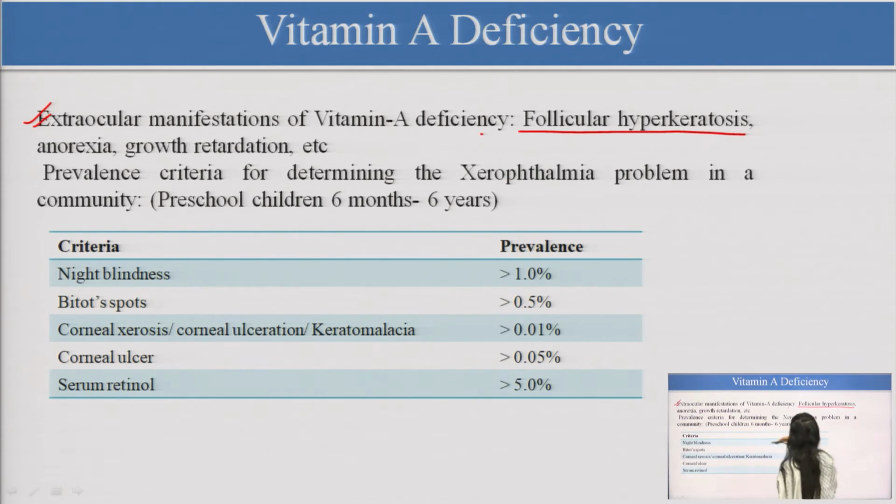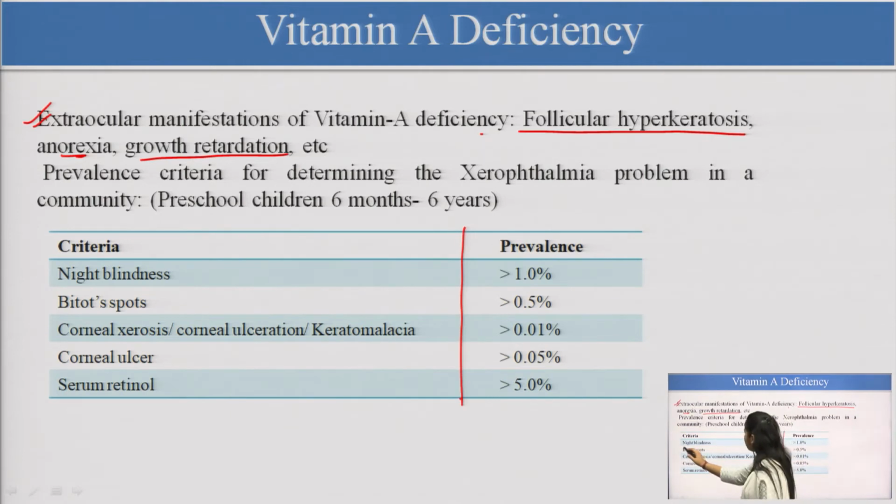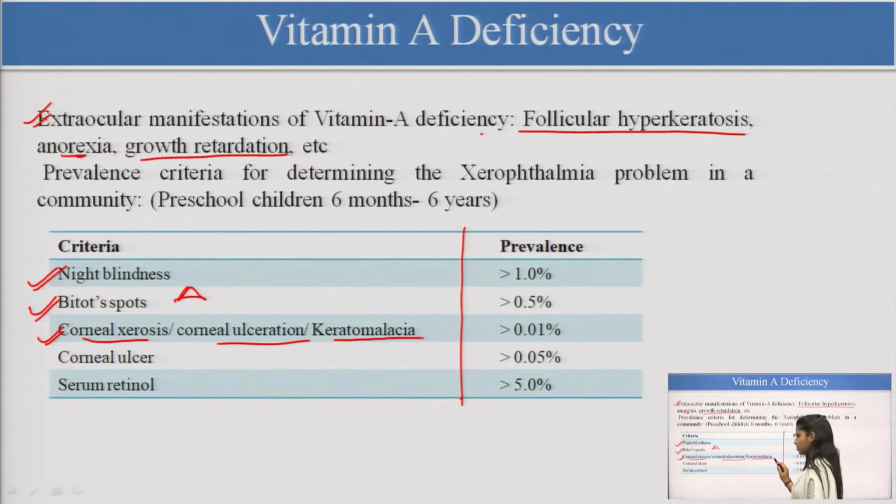Okay, apart from the eyes, what are the other manifestations? Follicular hyperkeratosis, anorexia will be there, and growth retardation in the children or whosoever is affected with it. So, these are some of the conditions you can see with vitamin A deficiency. There could be night blindness, there could be Bitot scale, a triangle foamy shaped scale, there could be dryness of the cornea, corneal ulceration can be there, and keratomalacia would be there.